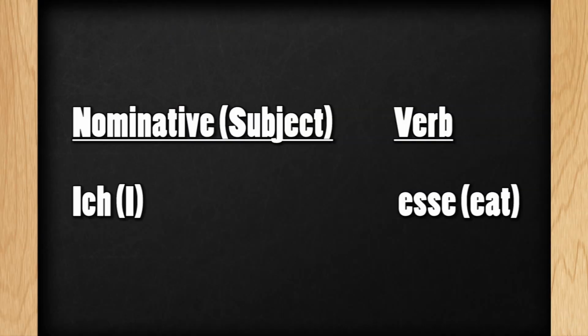Nominative is the case of the subject of a sentence, or better said, of the noun or pronoun performing the action or undergoing the state of being the verb of the sentence. For example, ich esse. I eat. Okay, but what about the rest?